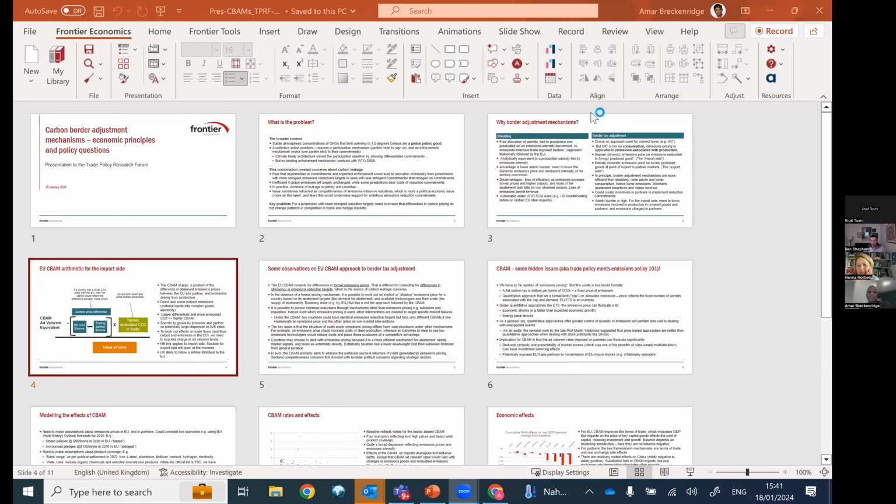The CBAM increases as a result of the degree of embodied carbon and the differential between domestic and foreign carbon price. Okay, look, I'm going to stop sharing, because that clearly is antagonizing Zoom beyond any reasonable level of response.